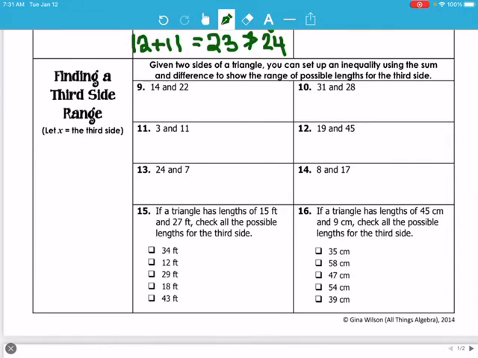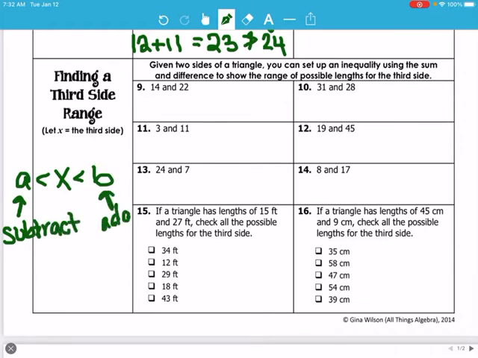Next, we are going to be finding the possibility of a third side. So let's say I give you two sides. What could your third side be? Well, this is what we're going to do, a compound inequality. A will be for subtraction, and B we will be adding, okay? And this is all you have to do.